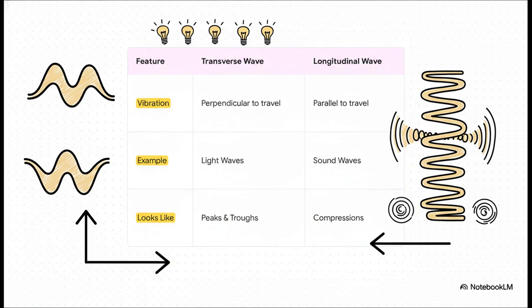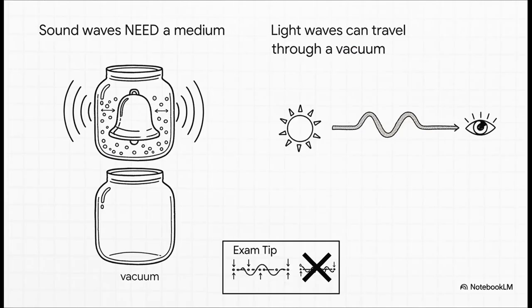Then you have longitudinal waves. These are different. The vibration is a back and forth push-pull motion that's in the same direction the wave is traveling. Think of sound. It works by squashing particles together, we call that a compression, and then stretching them apart, which is a rarefaction. So what's the bottom line?